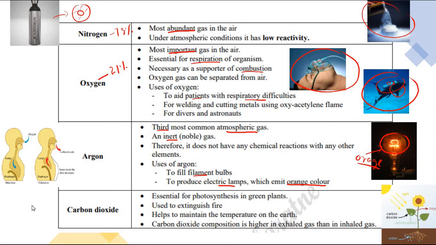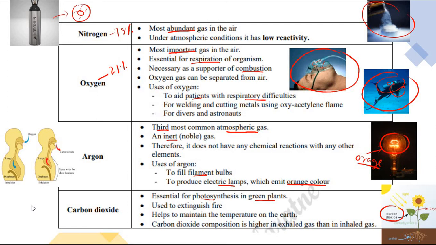Then the next one is carbon dioxide. Carbon dioxide is very much essential for photosynthesis, which takes place in green plants. What do we mean by photosynthesis? Photosynthesis in simple terms is plants absorbing carbon dioxide and water in the presence of sunlight and the pigment chlorophyll to produce oxygen, glucose, which is their food, and energy. That is what you call photosynthesis.